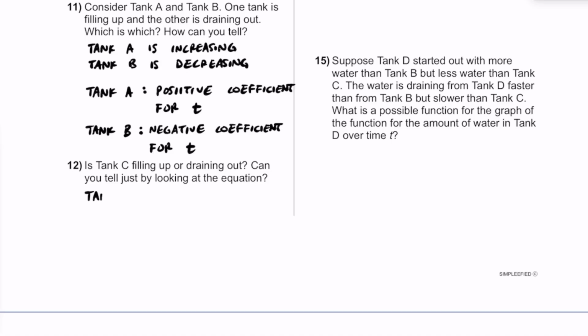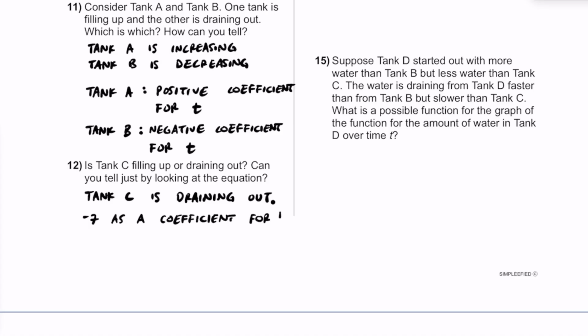We can say that tank C is draining out or decreasing. I'll actually write draining out this time. In terms of how we can tell, we can say the negative 7 as a coefficient for t lets us know the water level is decreasing.